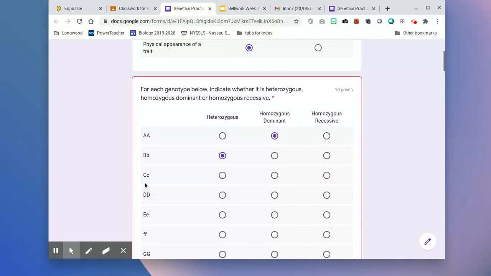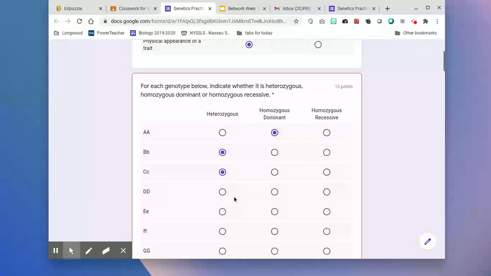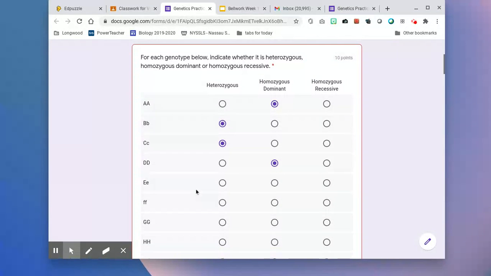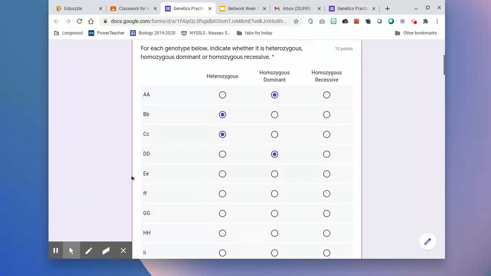Next, we have capital C, lowercase c. Take a second, make a choice. Okay, it is also heterozygous. Next, we have capital D, capital D. That's homozygous, two of the same. Since they're capital, we're going to click on dominant. Next, we have capital E, lowercase e. Two different, hybrid, heterozygous. Little f, two recessive.